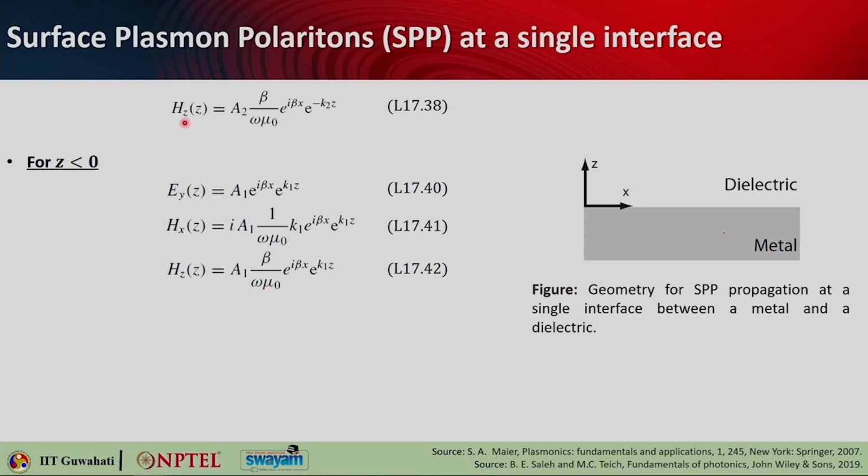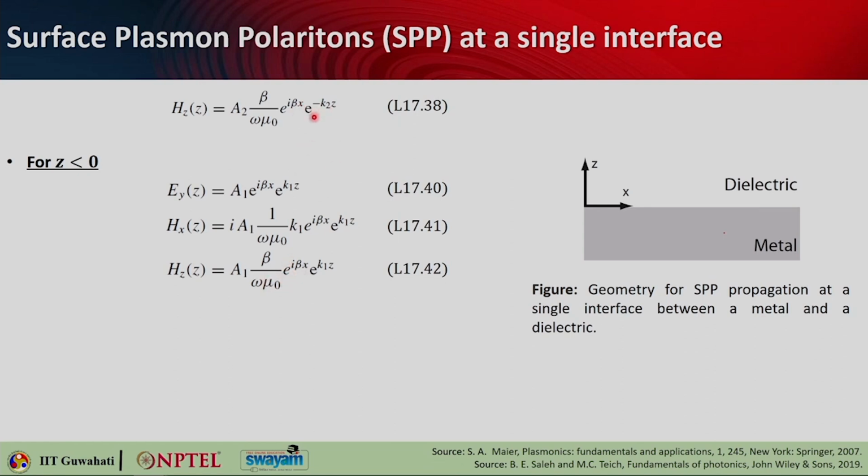So, quickly you see how they are different. Hz as a function of z equals A2. So, A2 is the amplitude in the dielectric, in metal you have the amplitude of A1. So, this is a parameter that is different. Then you have beta omega mu naught, that remains the same. The propagation constant is also along this, so that remains the same, e to the power minus beta x, that is fine.